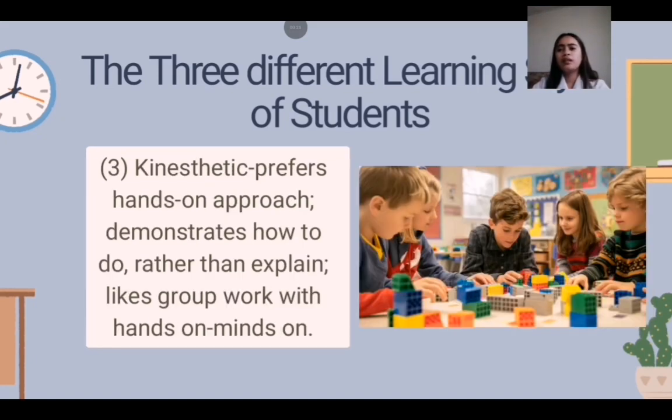The last one is kinesthetic. It prefers a hands-on approach, demonstrates how to do rather than explains, and likes group work with a hands-on mind. So here, the students learn best by doing things, just like they like hands-on activities and working in groups. They prefer to practice instead of just listening or reading.